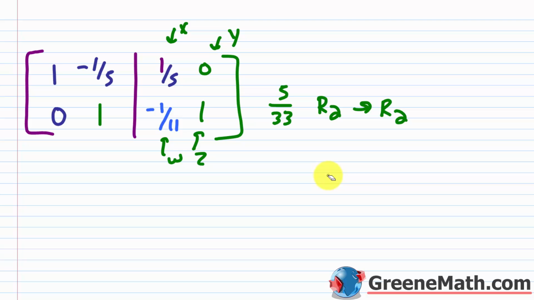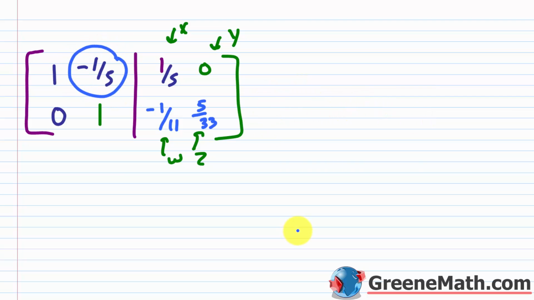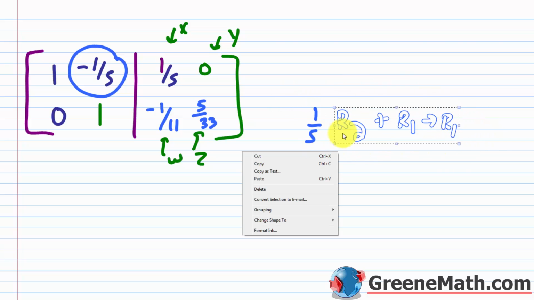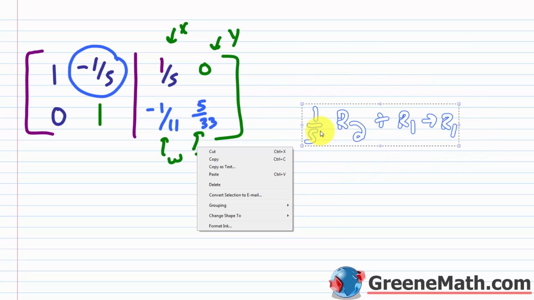And we know that, lastly, I'm going to have 5 over 33 here, right? Because 1 times anything is itself. All right, so one more thing to do here. I just have to make this into a 0. And to do that, I'm going to multiply row 2 by 1/5. And I'm going to add that result to row 1. That's what I'm going to replace row 1 with. Let me kind of slide that down because it took a little bit too much room.